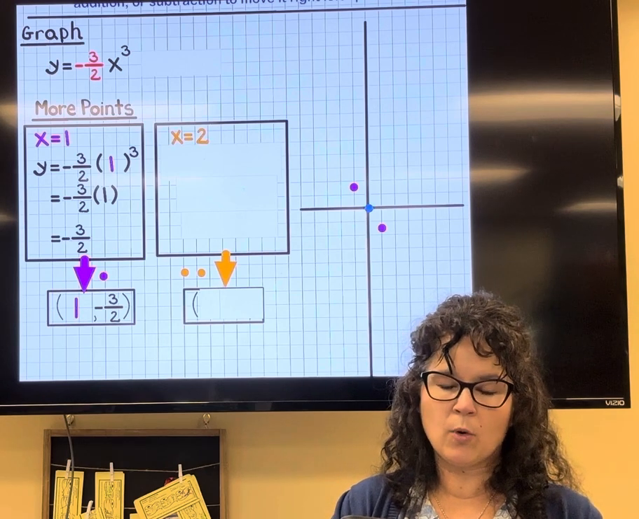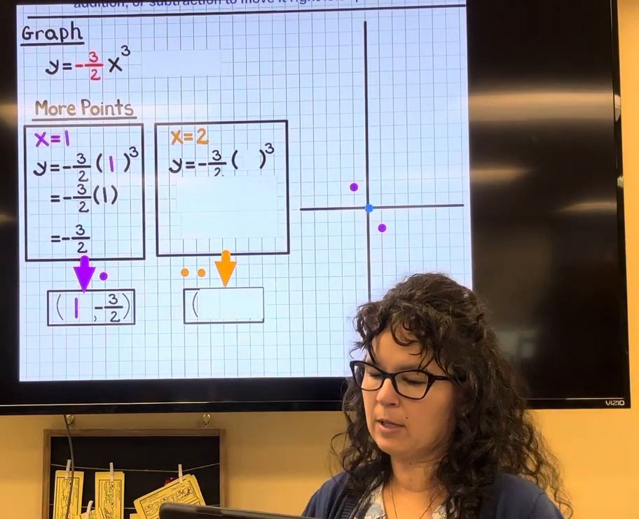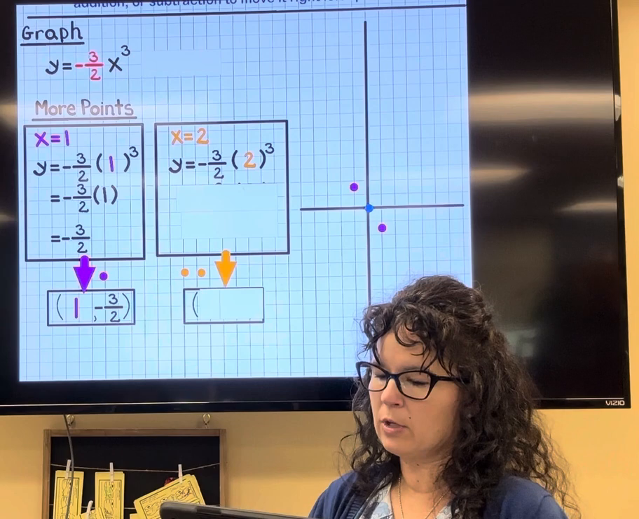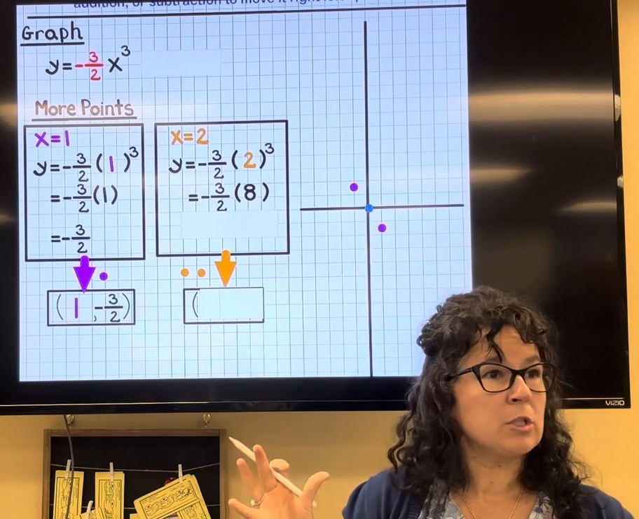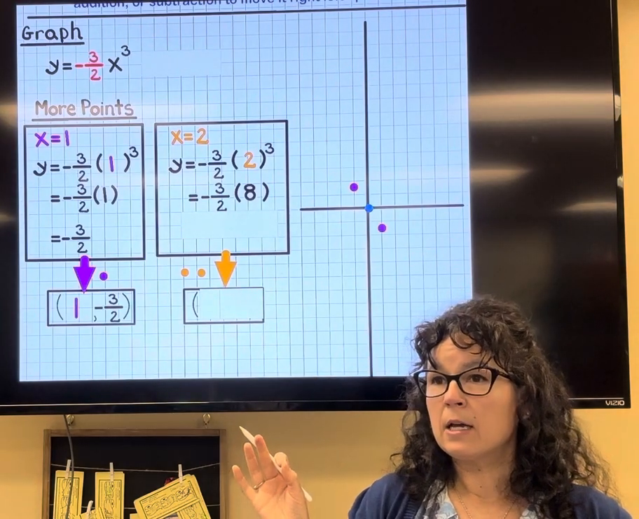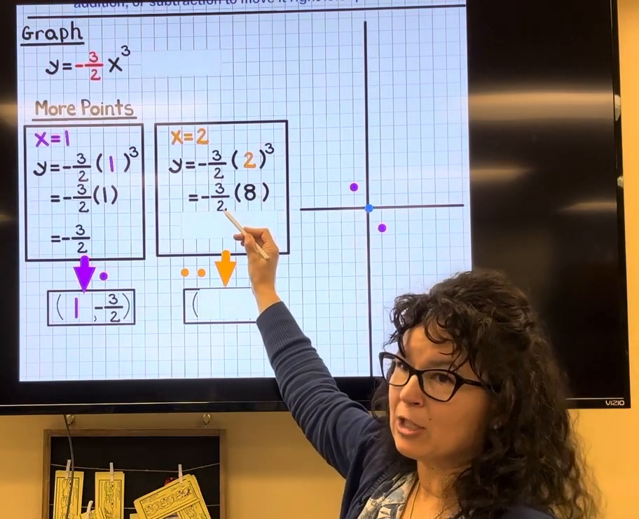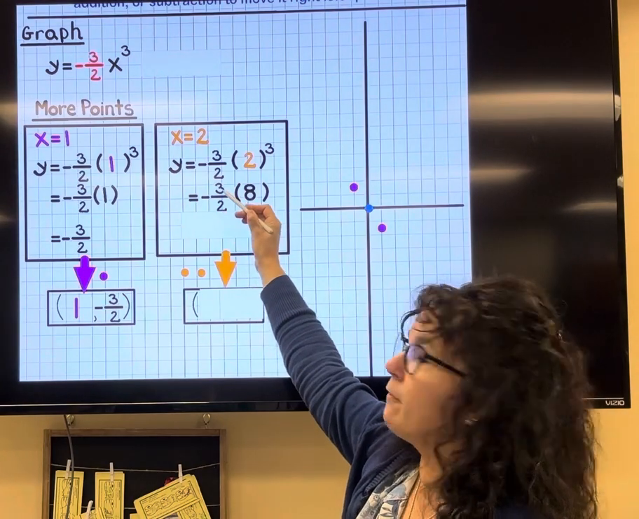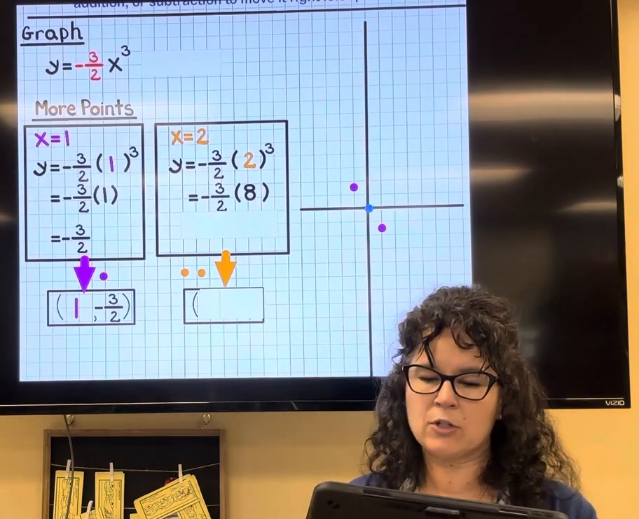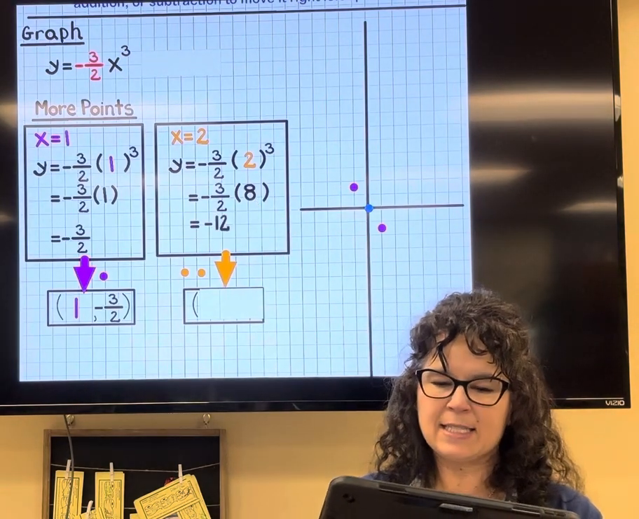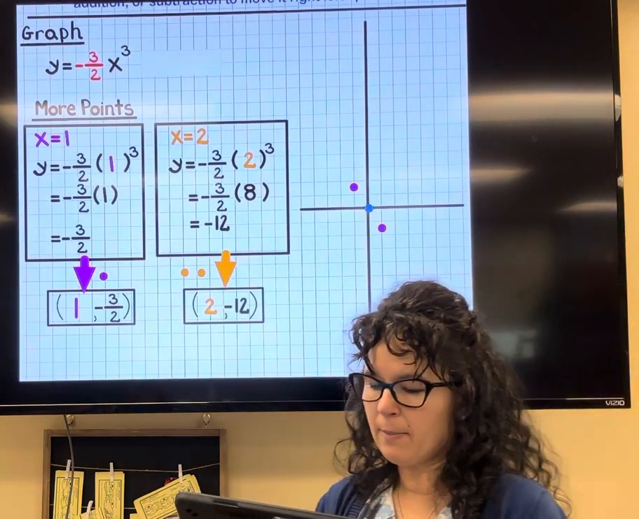So I'm going to substitute one more number, x equals 2. Going into my original equation here, I'm going to replace the x with 2. Exponents first. 2 times 2 times 2 is 8. Remember, when you're multiplying by a fraction, you are really dividing by the denominator and multiplying by the numerator. So 8 divided by 2 is 4, and 4 multiplied by 3 is 12. It's a negative number times a positive number, so this is negative 12. I substituted in 2 and I got out negative 12, so I'm ready to plot my point.